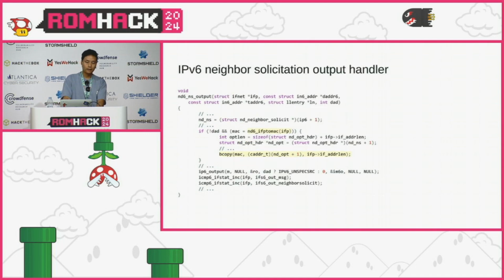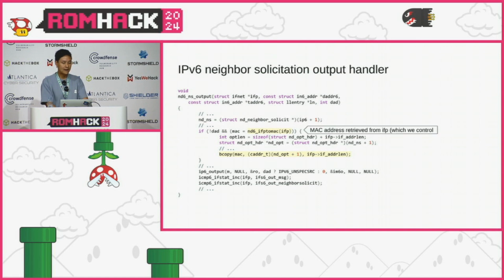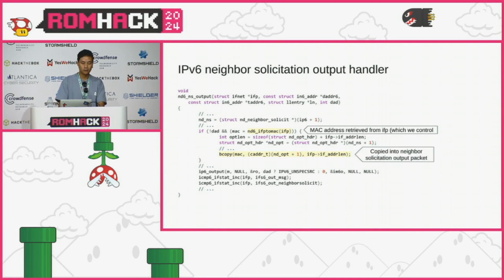In the neighbor solicitation output handler, we can see that when asking for the MAC address of the peer, it will actually also say, hey, that is my MAC address, basically. And this MAC address is received from the IFP, from the interface, and it is copied into the output handler. So this looks like a fantastic way to leak information. If we are able to corrupt the IFP pointer, we can make it retrieve the MAC address from somewhere else. And this object is not freed after sending, so we can still use it after leaking.